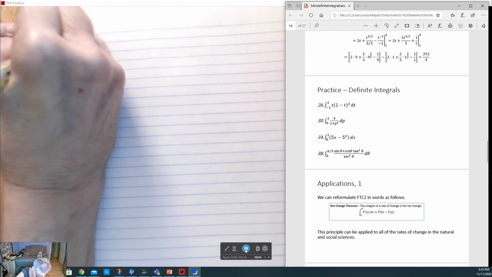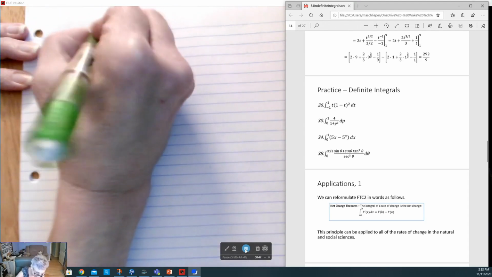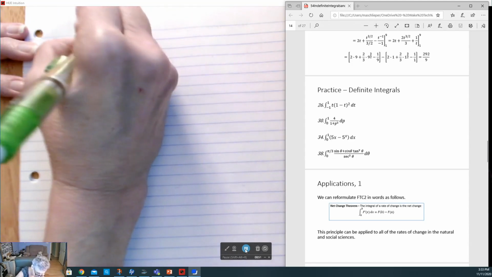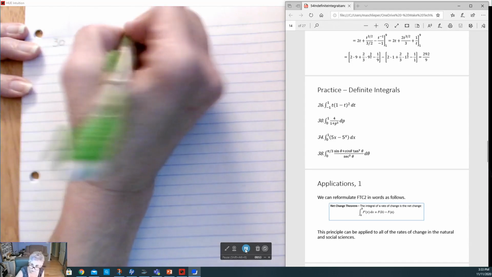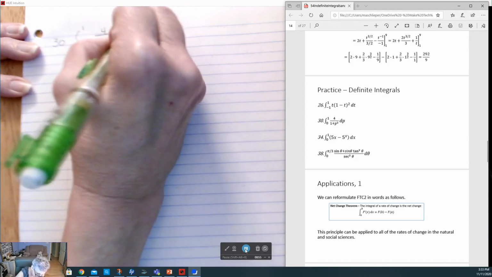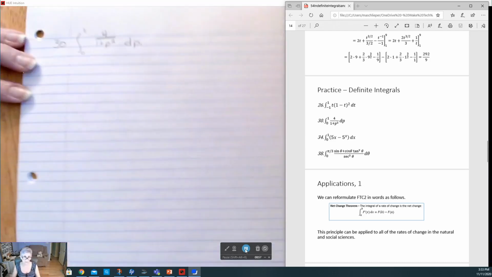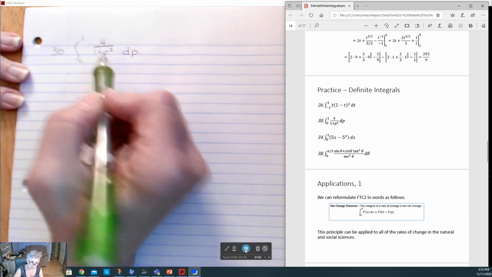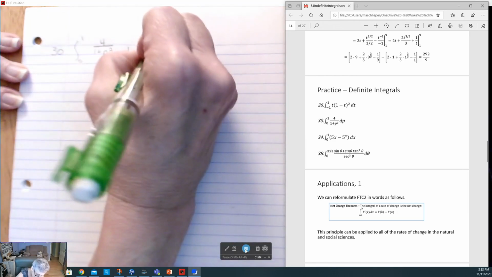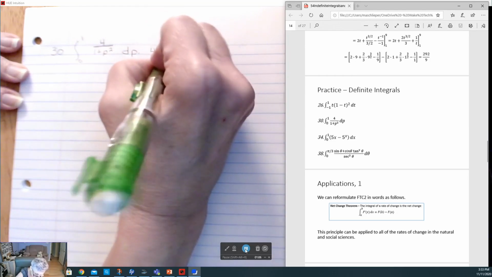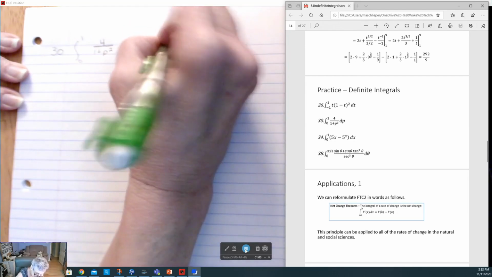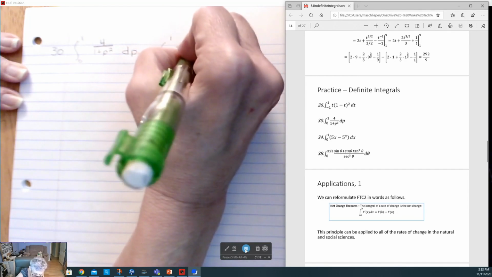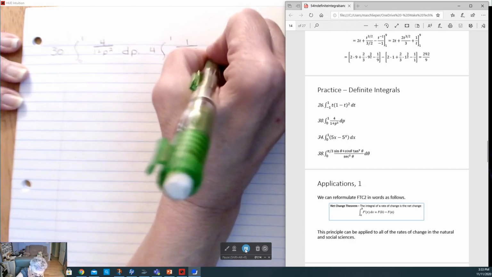And this is number 30. This time we're integrating with respect to p, but it doesn't really matter. You can integrate with respect to whatever variable you want to. This one you need to recognize. What is the antiderivative of 1 over 1 plus p squared? Because I can pull that 4 out in front and just attach it to the answer.